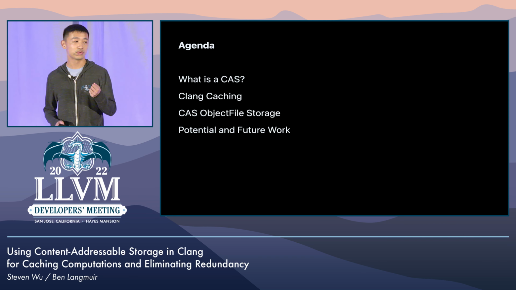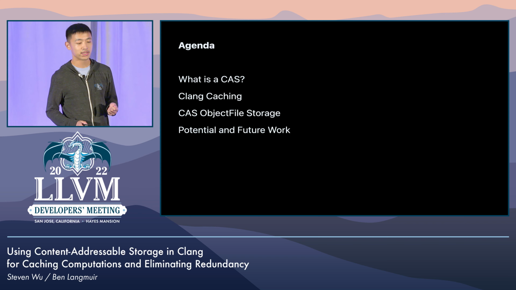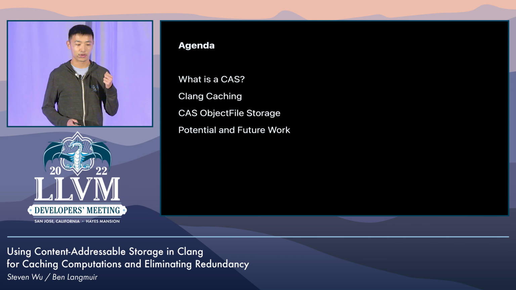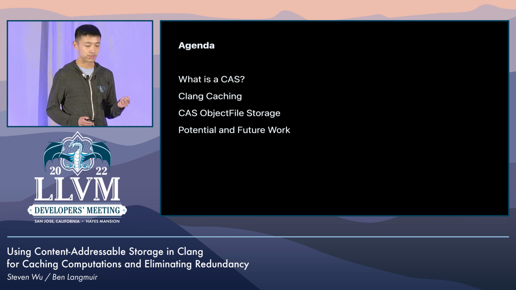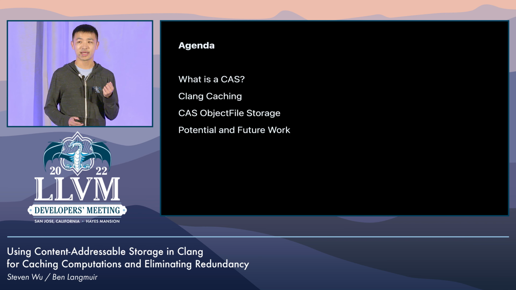What is our agenda today? First, we're going to talk to you about what CAS is and our CAS proposal. Then, we're going to go through some of our prototypes, including Clang caching and CAS object files. In the end, we're going to talk to you about potentials and future work that can be enabled with a CAS inside LLVM.